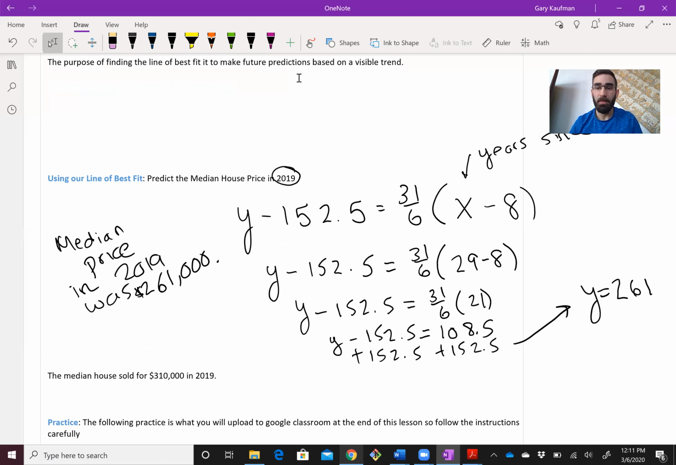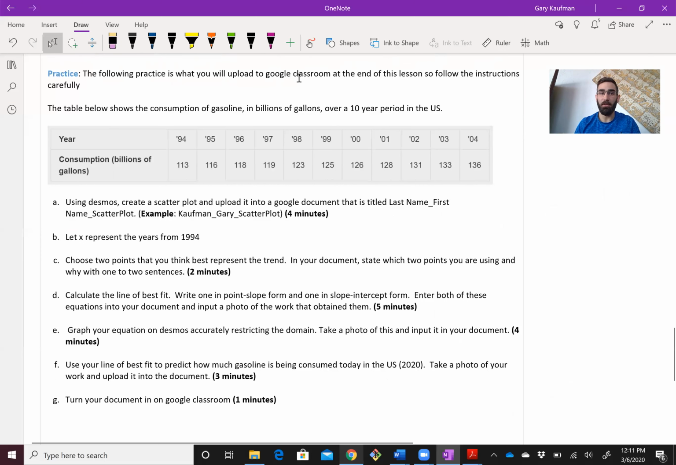So now you're going to have one practice problem. Now these practice problems take a while. I've broken it down to walk you through it. So the following practice problem, you will upload this to Google Classroom. I give you the years from 94 to 2004 and the consumption in billions. So this is 113 billion gallons of gas were consumed that year in the US. Make sure you follow the instructions carefully and upload your final answer.